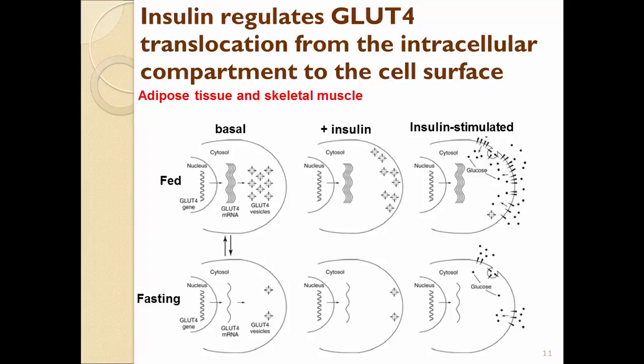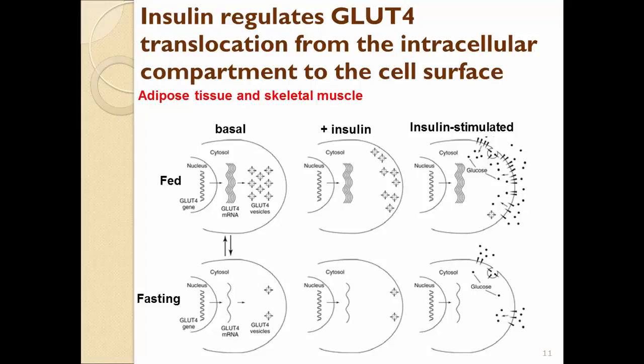And just to give you some idea, GLUT4 at low insulin levels usually stays inside of cells. Only when insulin levels go high does insulin stimulate translocation of GLUT4 from inside of the cell to the cell surface to take up glucose. So this process is regulated by insulin, in both adipose cells and skeletal muscle cells.